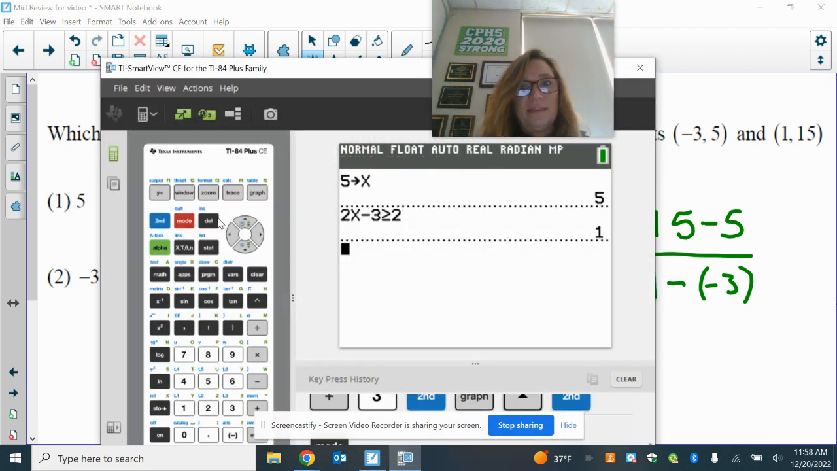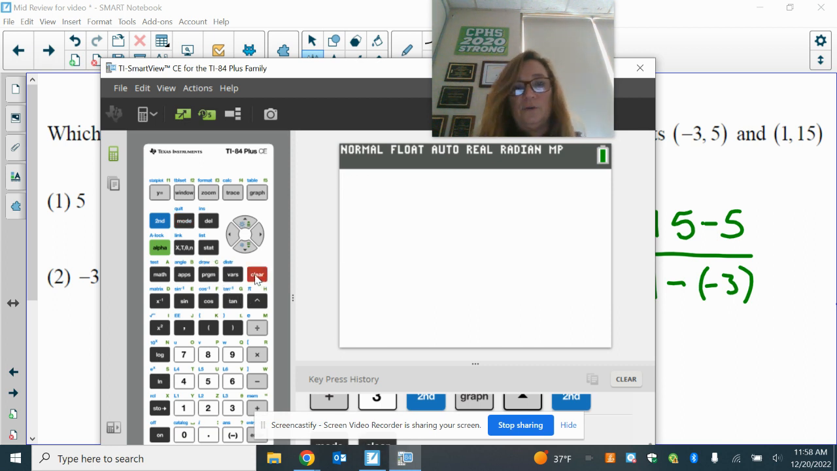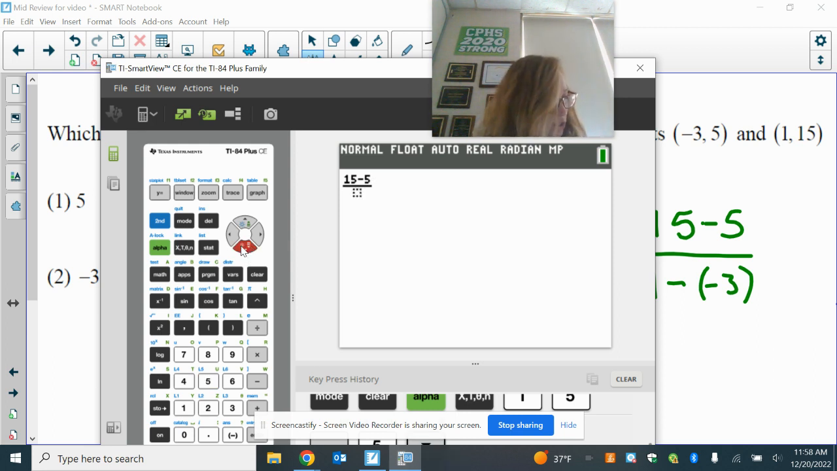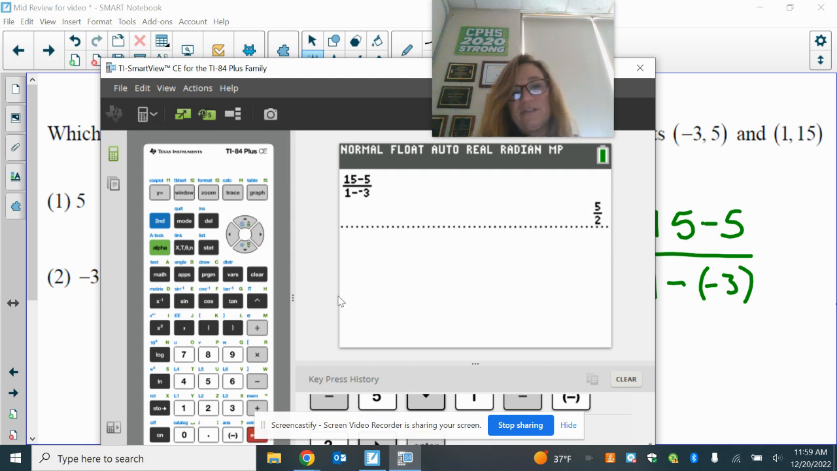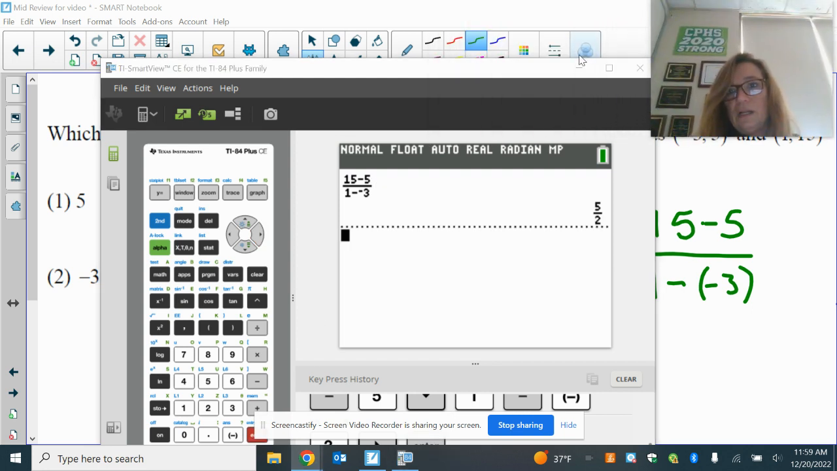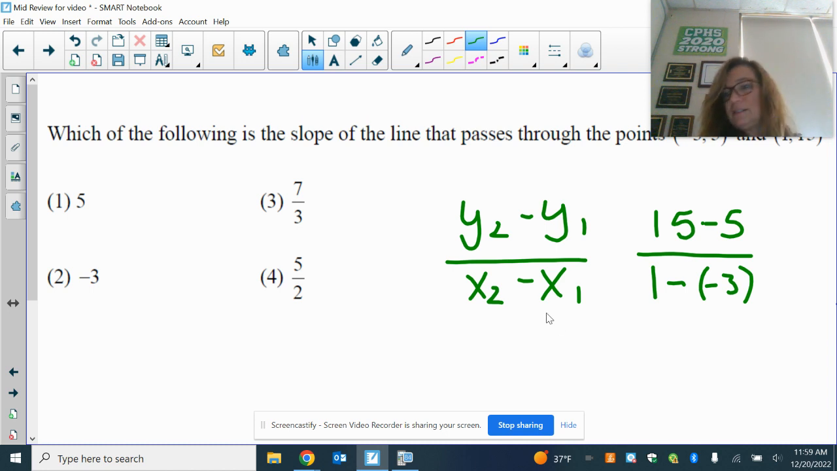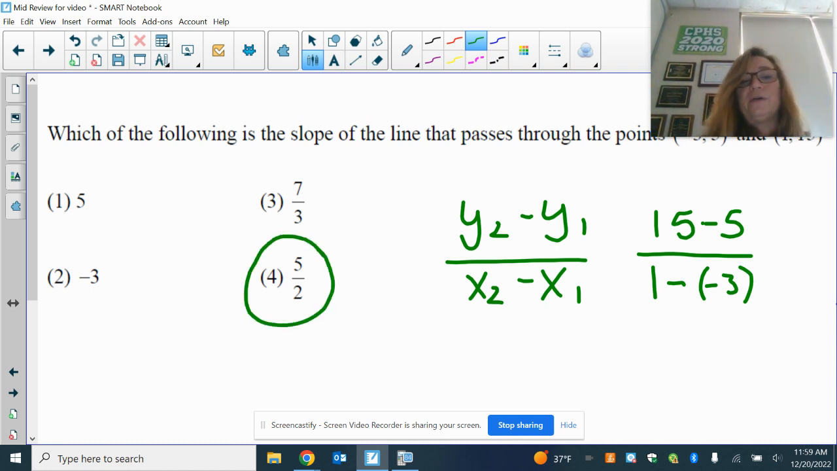Okay, so I think the easiest thing for you to do would be to use the fraction. So you're going to type in the numerator 15 minus 5, just like it is on my paper. And then in your denominator, you're going to type in 1 minus a minus 3. And then just hit enter. So it's 5 over 2. And 5 over 2 is a choice. Now 5 over 2 is the same as 2.5. So if you got 2.5 on your calculator, you might have to go back and see what's equal to 2.5.